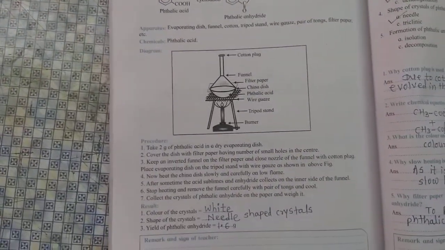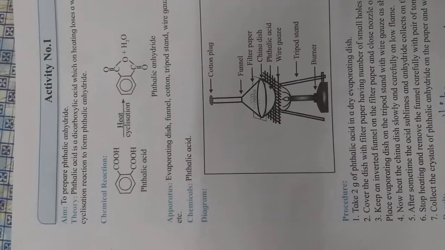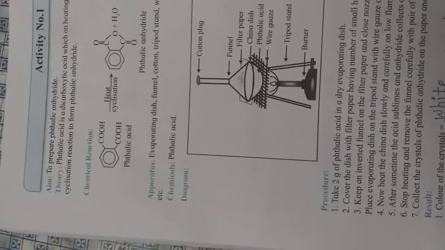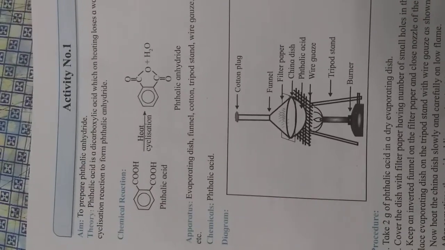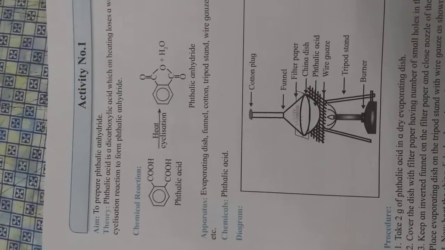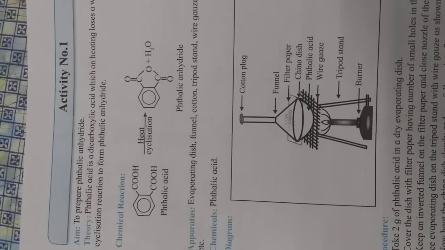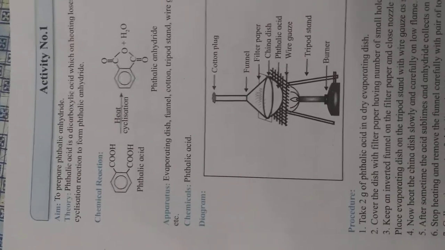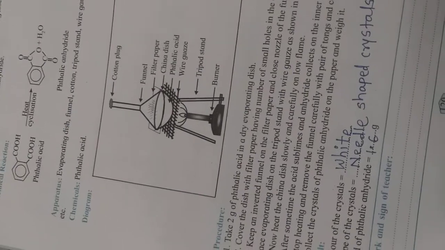Now see this activity we are performing, activity number 1, to prepare phthalic anhydride. Now what the theory says is that phthalic acid is a dicarboxylic acid which on heating loses a water molecule and undergoes a cyclization reaction to form phthalic anhydride. Now this is the reaction, these are the apparatus, this is the figure and this is the procedure.